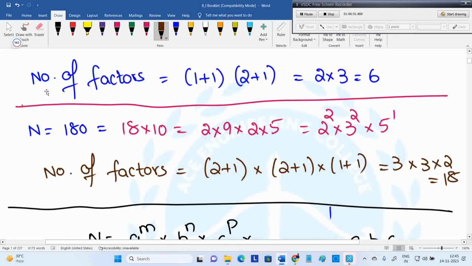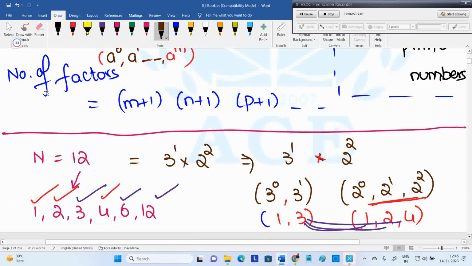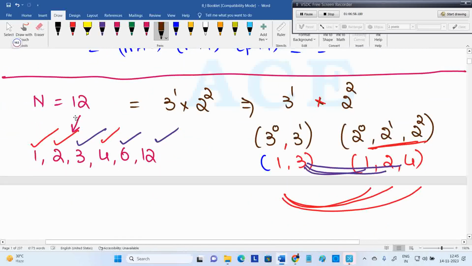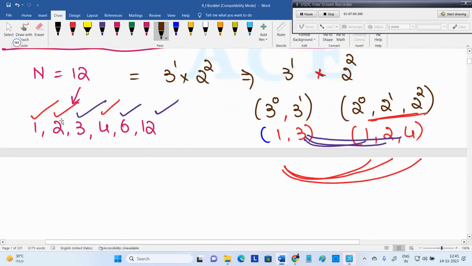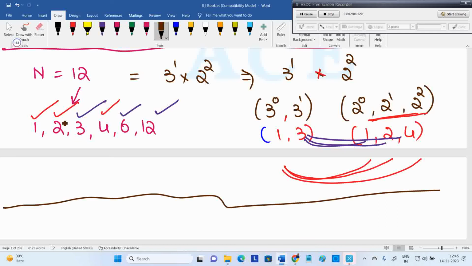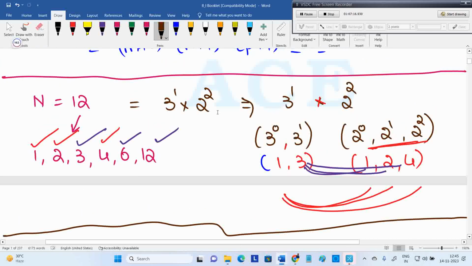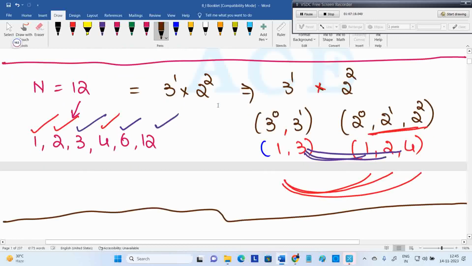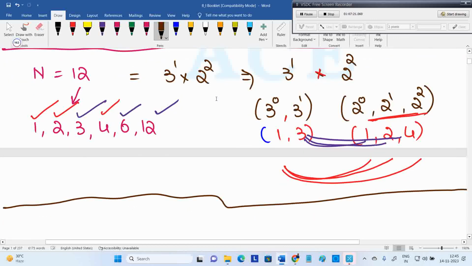There are still a lot of cases, like even factors, odd factors, and the number of perfect square factors. But that's not required for the placements or the CAT exam. I don't want to put too many things into your mind. You can calculate the number of even factors, odd factors, sum of factors, and product of factors; all of that is available in one of the links I explained. If you want, I'll share that also, but it's not required from a placements point of view. That's all required for the CAT exam.